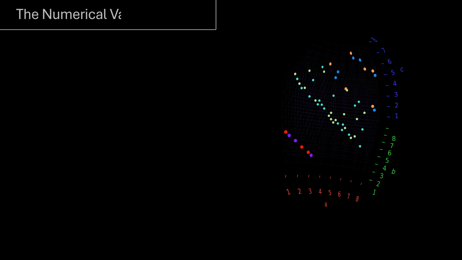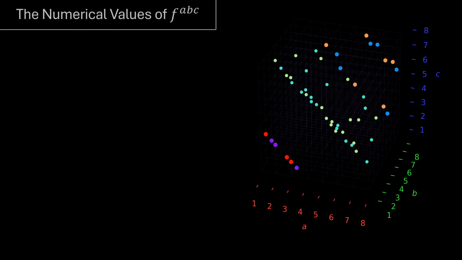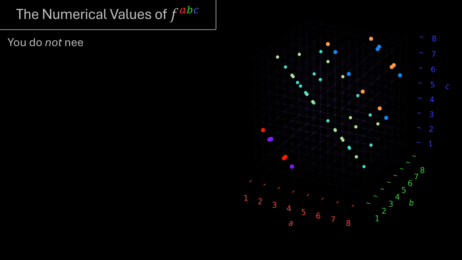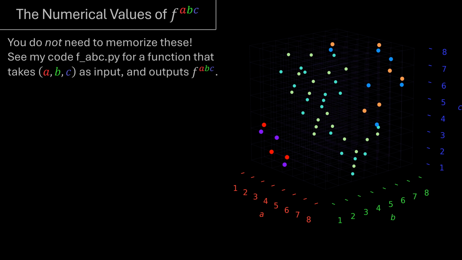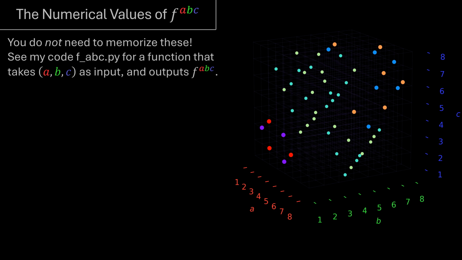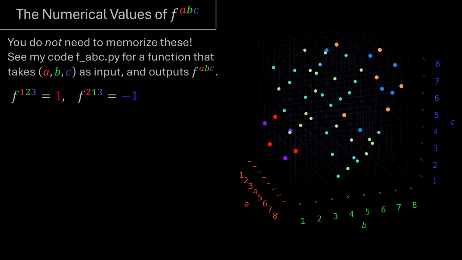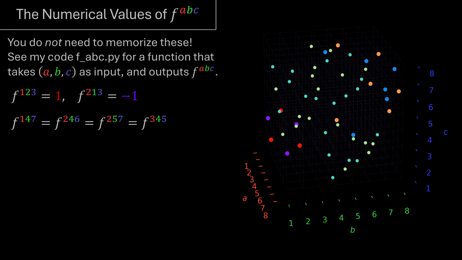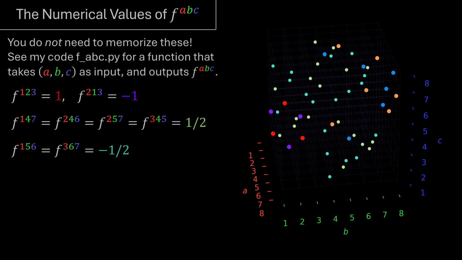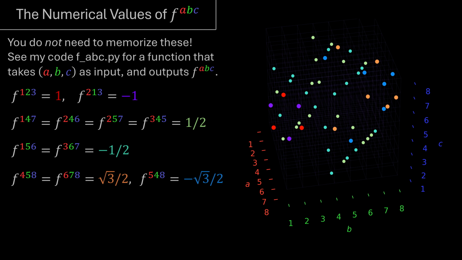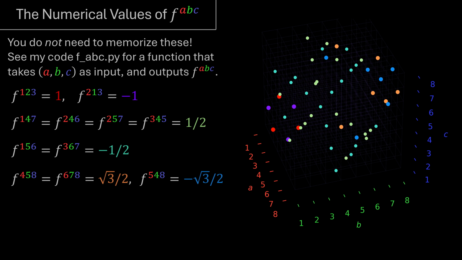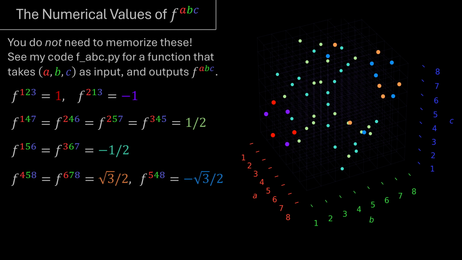But it is complicated enough that you don't have to memorize it, okay? When you're dealing with QCD, you want to have a computer program that can give you these numbers given some a, b, and c input. Or just don't evaluate it, just leave your answer in terms of f_abc. I have a code on my Patreon, f_abc.py, and that's just a function where you put in the numbers a, b, and c as input, and it outputs f_abc.